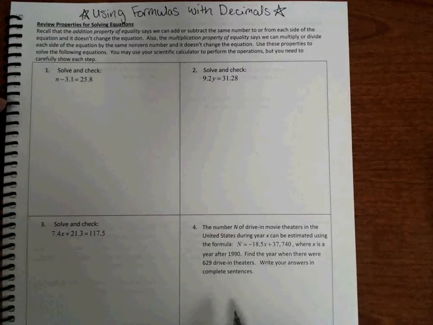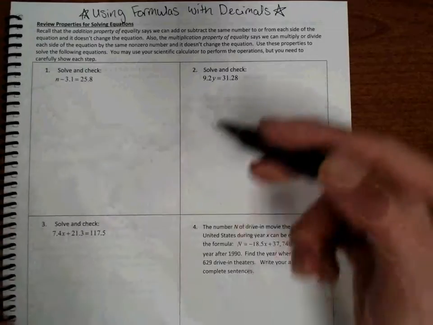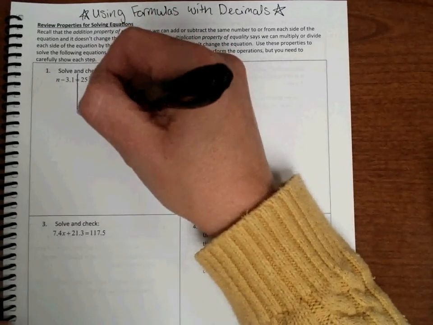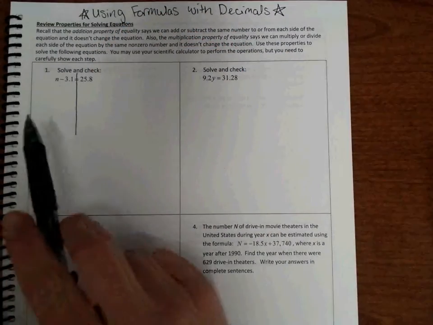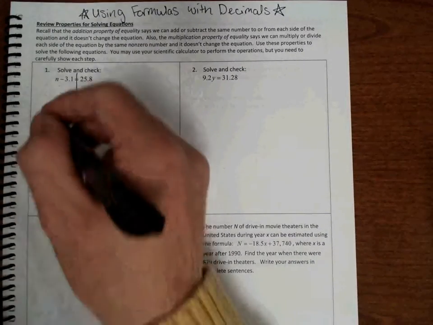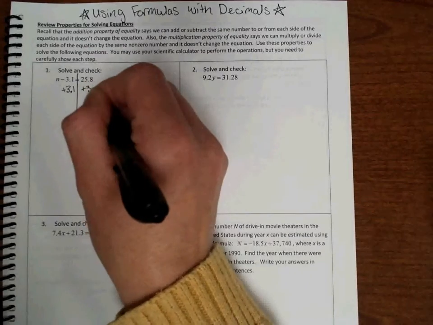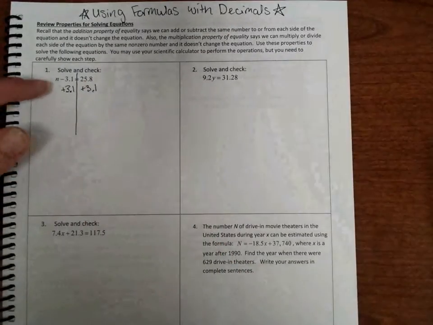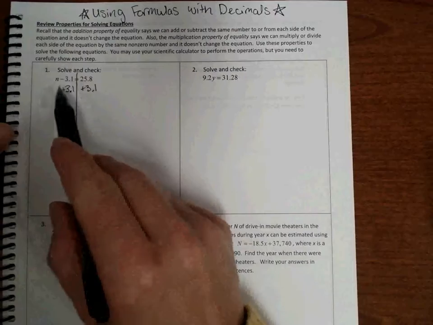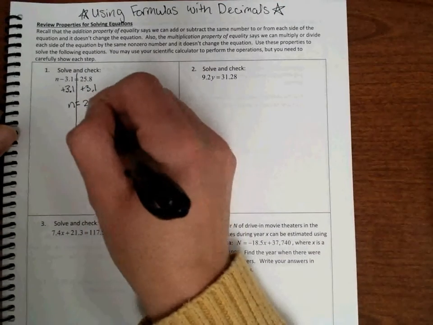And so number 1, I see that I need to get the variable by itself, and it's an equation. So I'm going to draw my vertical line, and anything I do on the left side I have to do on the right. Since it's subtracting 3.1, that means I'm going to add 3.1 to both sides. So you always look where the variable is, and then you just do whatever the inverse operation is. So if it's subtracting, we're going to add, and you can go ahead and use your calculator for that. That's going to be 28.9.